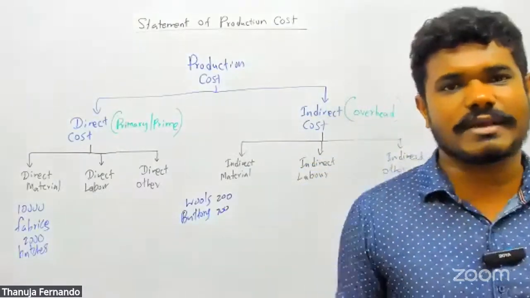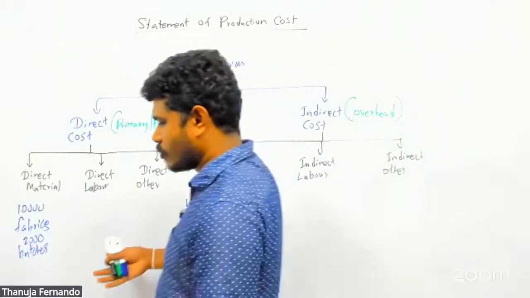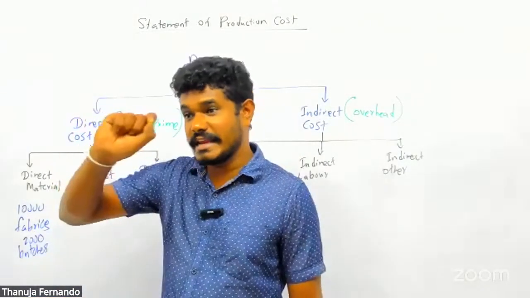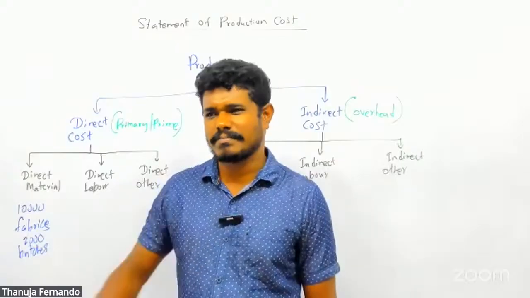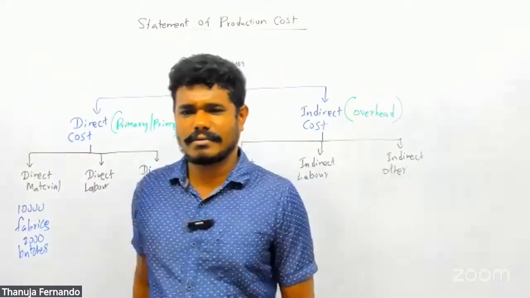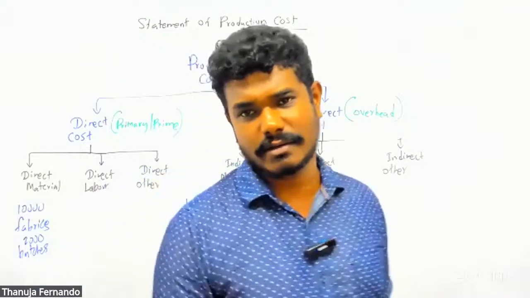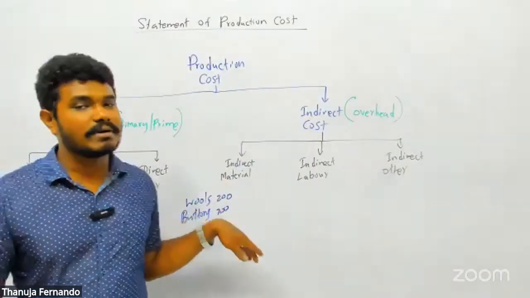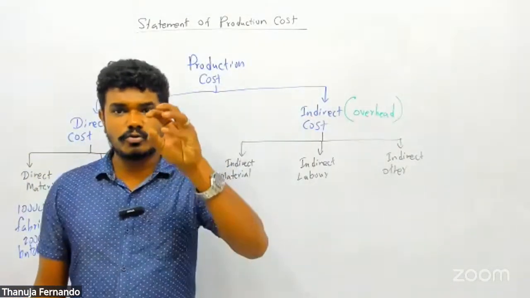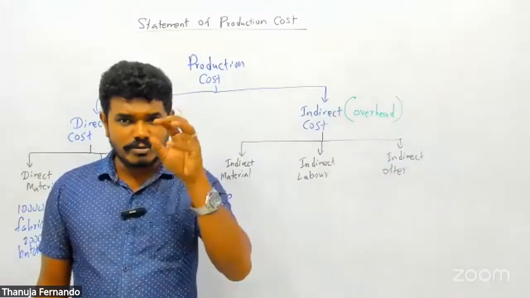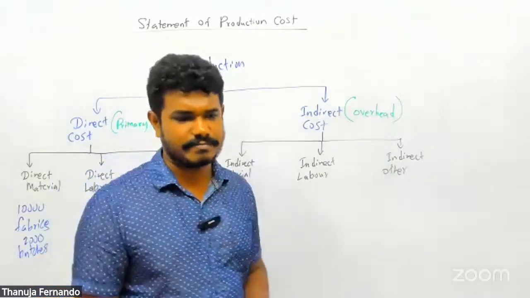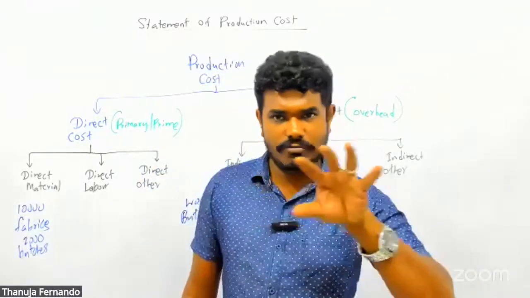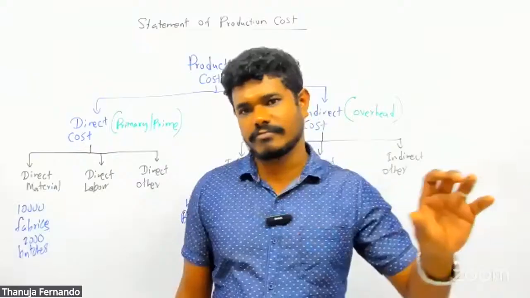For ink also same. For this book, we consider ink as direct, because we know for one book we need this accurately. Sometimes ink is not directly involved in some products. So in that scenario, we have to take it as indirect material. So always we have to identify the objective of that product, the objective of the production, as well as the objective of the cost line of the product.